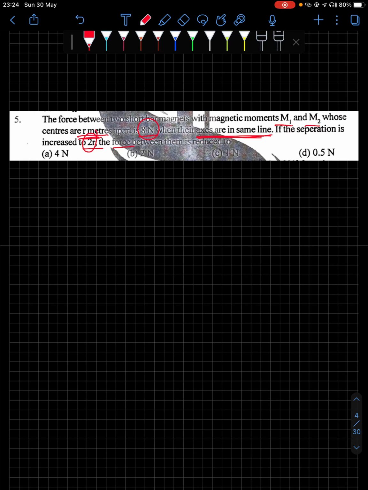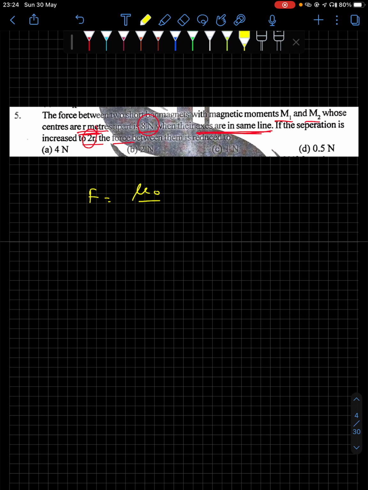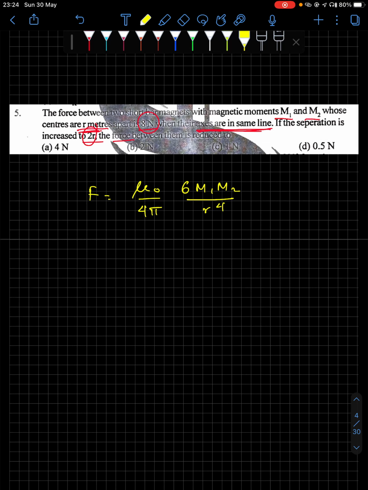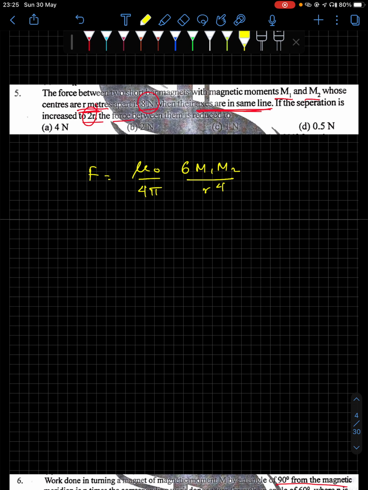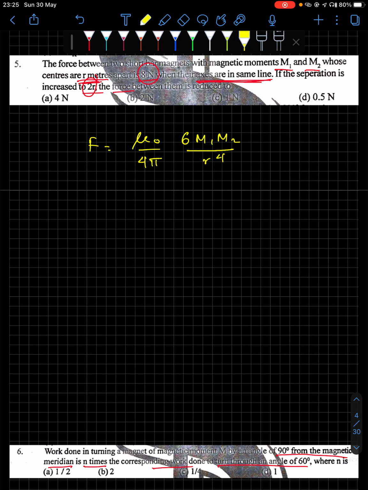This relation was corrected later on, as I made a mistake previously. When the magnetic moments are placed parallel to each other, the force acting between them is given by mu naught by 4 pi, 6 capital M1 M2. Previously I wrote small m1 m2, which was corrected later on. I updated that in the WhatsApp group. That is equation number 14. You can cross check it once again. Now the relation for force is this.